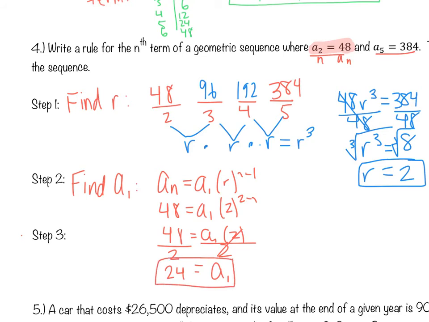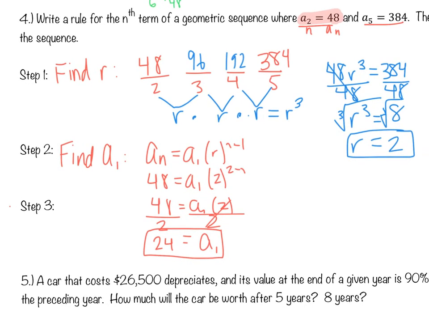So now I have everything that I need. I'll highlight these. I have a sub 1 and I have r. So I have everything I need. So step 3 now is going to be to write the formula.